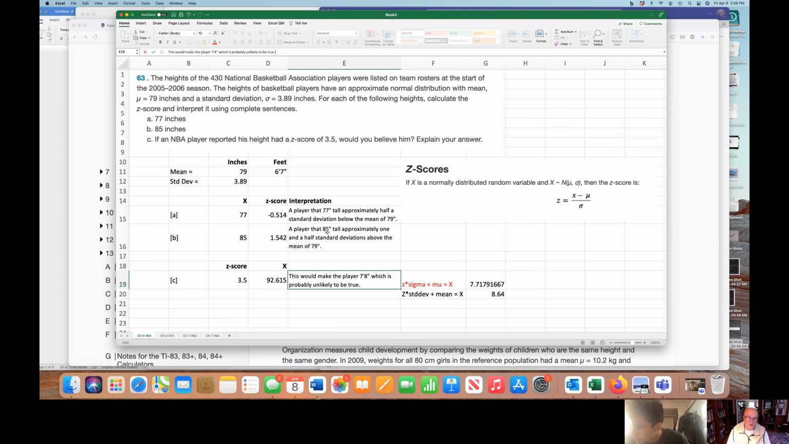Now, calculating the height of 92.6 inches and turning that into feet, 7 feet 8 inches, I think that's factual. I mean, that's real. But now the interpretation is really up to you or me to decide. So let's assume that probably not true.